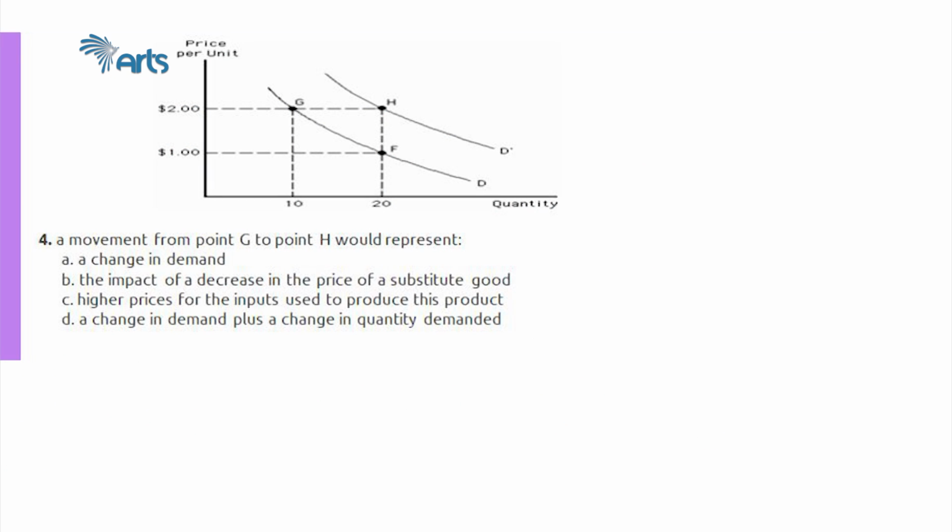Number 4. Look at the diagram above and answer this question. A movement from point G to point H would represent A, a change in demand. B, the impact of decrease in the price of substitute goods. C, higher price for the inputs used to produce this good. D, a change in demand plus a change in quantity demanded. The answer is A, because a movement from G to H would represent a change in demand. We looked at how the demand curve can shift because of the above 5 reasons, which are income, taste and preference, and so on.